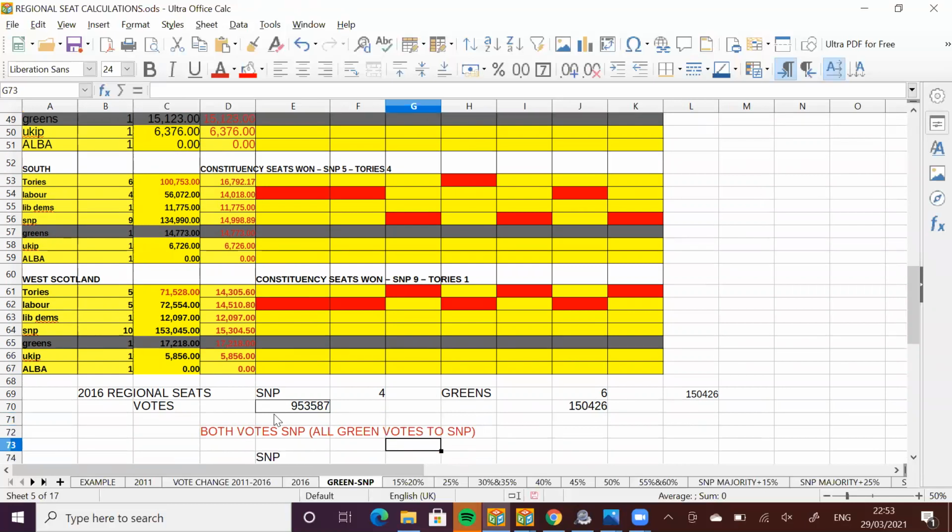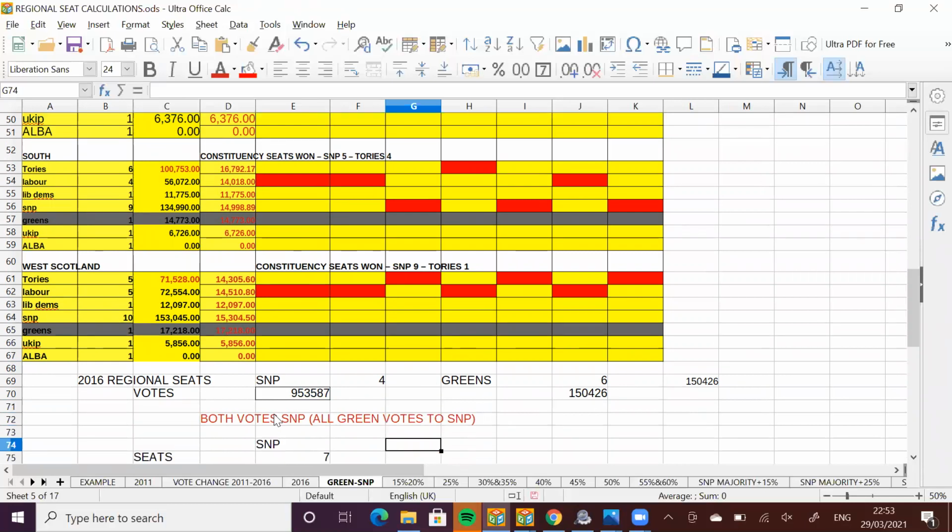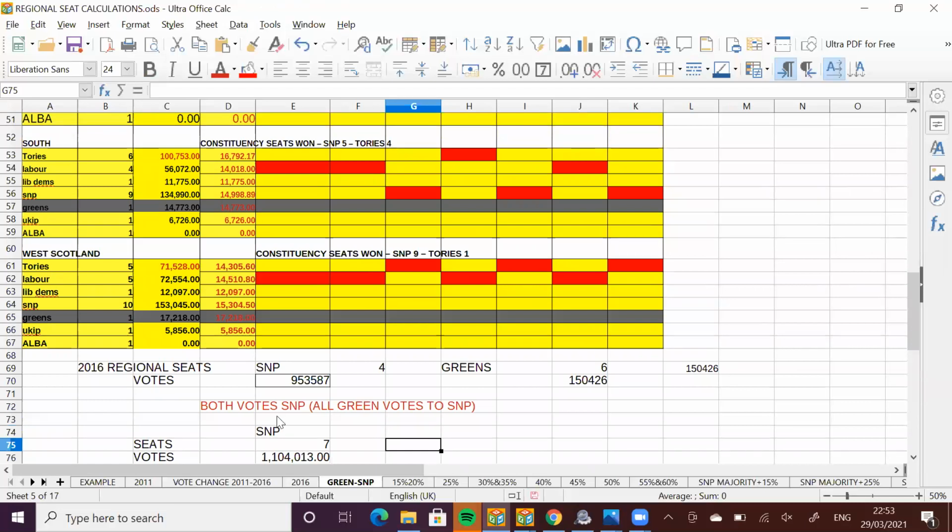But if all the Greens had gone both votes SNP, for example, it would have meant 7 seats for the SNP. So a gain of 3 seats for the SNP, but a loss of 3 seats for the Indie majority.